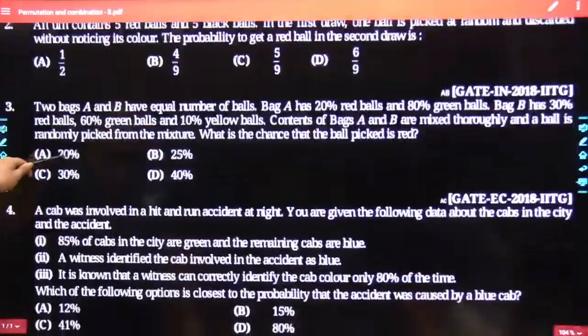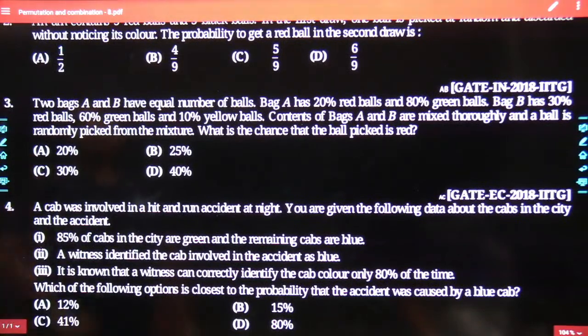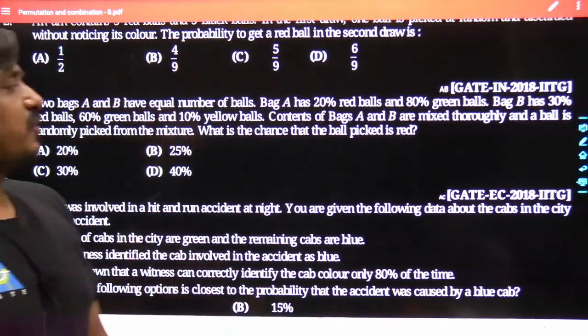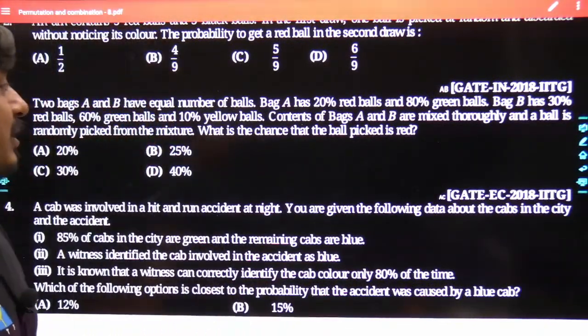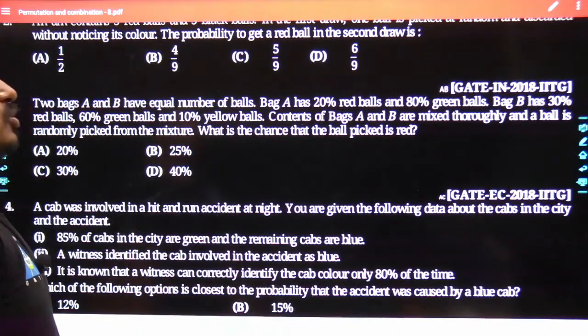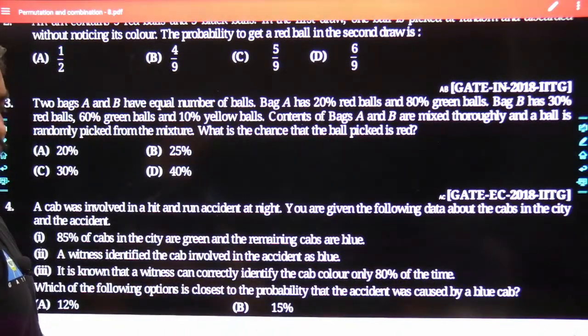Read the problem carefully, and then only we'll try to decode it. This problem appeared in GATE Instrumentation 2018. The problem was framed by IIT Guwahati, and keep in mind this problem is not based on the concept of Bayes theorem.